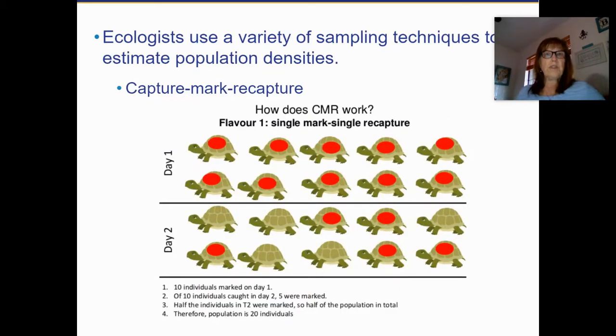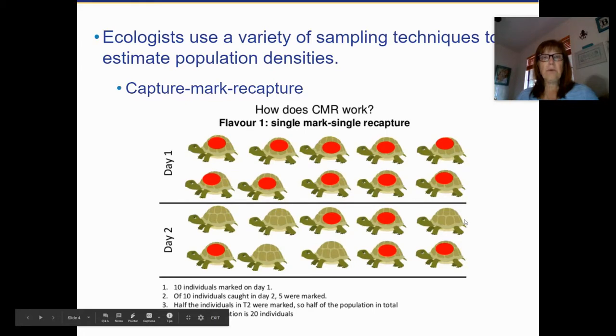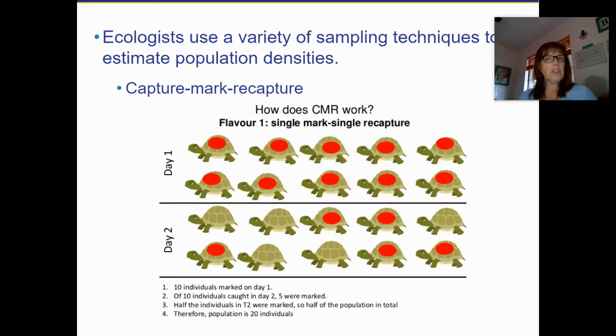So ecologists use a variety of sampling techniques in order to estimate the density of a population. One of the methods that they use is called capture, mark, and recapture. So basically, for example, they may on day 1 capture all of these 10 individuals here. They will tag those 10 individuals and release them, and then on day 2, they may go back out and capture 10 more tortoises or turtles here and count them up. You can see that they caught 5 of those original 10 on the second day. Therefore, they can estimate that this population size is double, or that there are 20 individuals in this population.